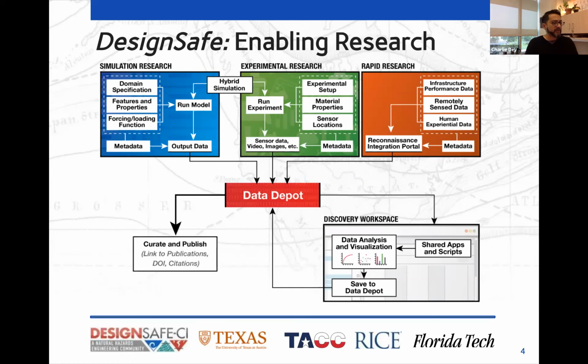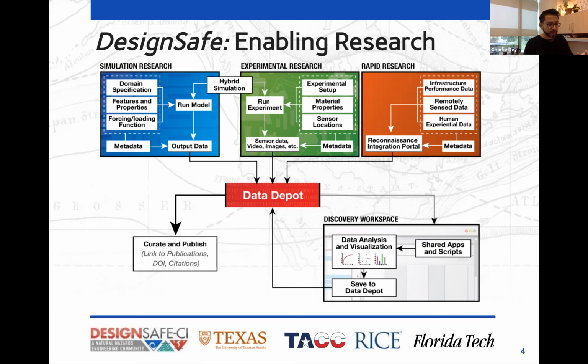DesignSafe is broken up into a couple of different pieces. If you're unfamiliar with these, we have the simulation research, the experimental research, and then the rapid research. All of that individual information, all of the data that these different sections produce, is stored in the data depot. Then through DesignSafe, we give you the discovery workspace that allows you to do your analysis work, create new data sets, and create Python scripts and R scripts, and run Matlab scripts to analyze that data. Plus, there are a bunch of other applications there to help you with your research work as well.